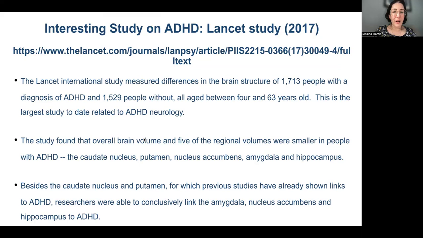The study found that overall brain volume and 5 of the regional volumes were smaller in people with ADHD: the caudate nucleus, putamen, nucleus accumbens, amygdala, and hippocampus. These were the areas of the brain that were primarily affected by ADHD. Besides the caudate nucleus and putamen, for which previous studies have already shown links to ADHD, researchers were able to conclusively link the amygdala, nucleus accumbens, and hippocampus to ADHD.